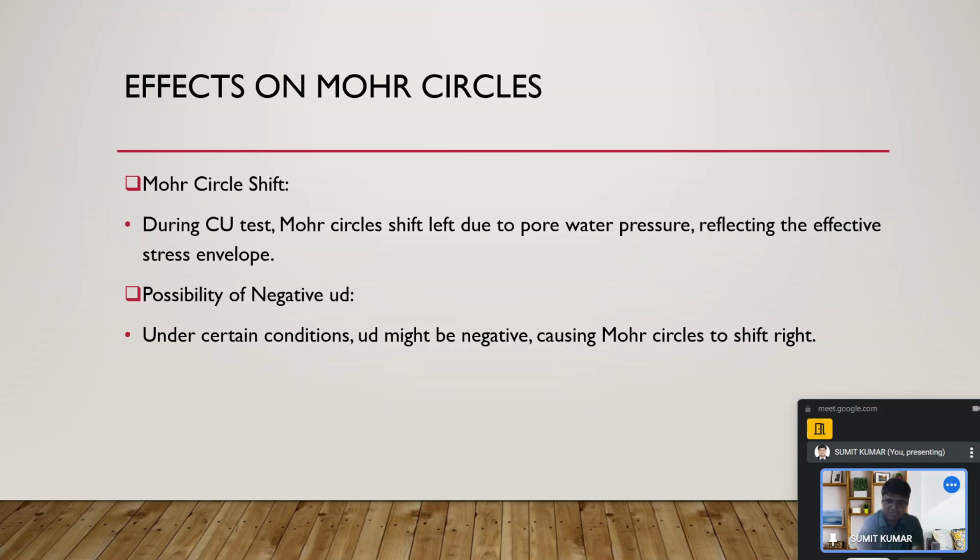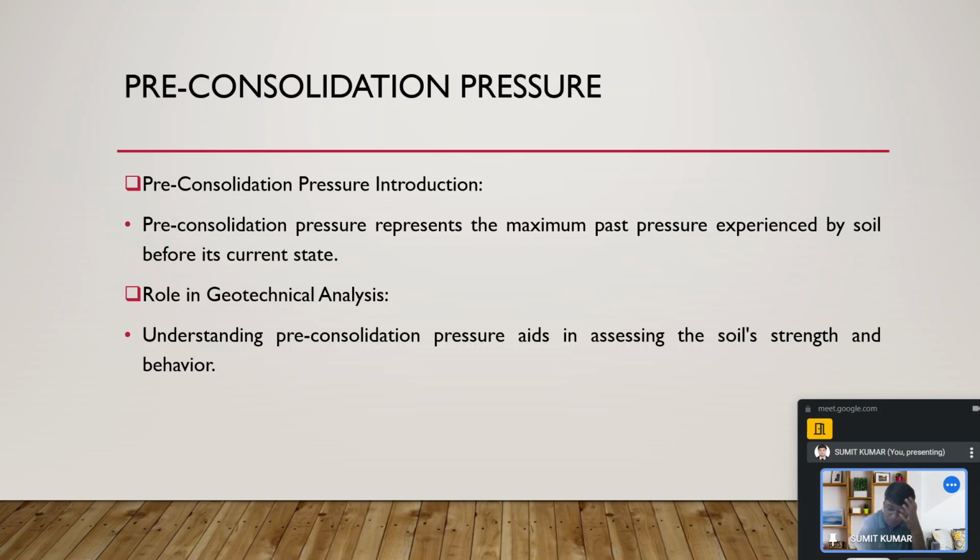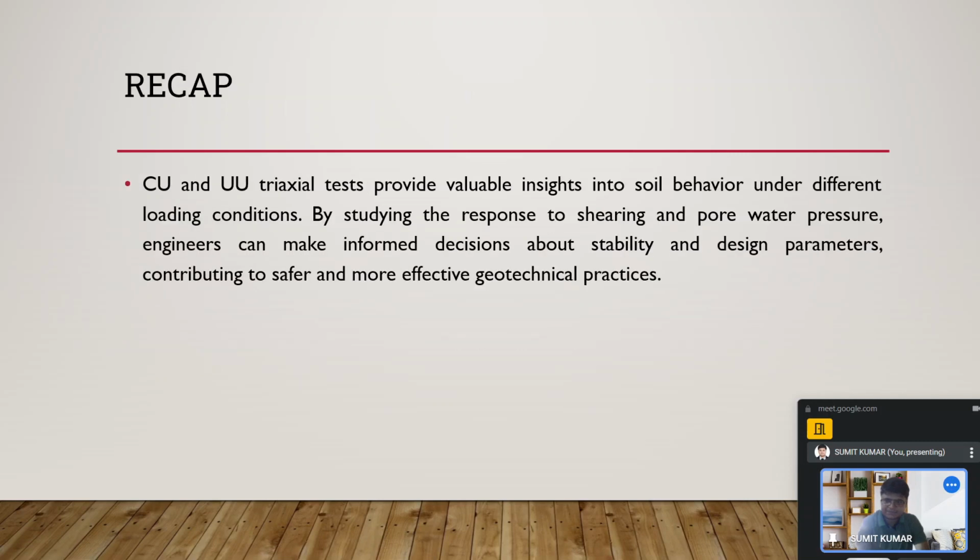u_d might be negative, causing the Mohr circle to shift right. Specifically, we know that if the pore water pressure is negative, the effective stress becomes more, and if the pore water pressure is positive, effective stress gets reduced. So the shifting of the Mohr circle takes place accordingly. When you talk about the role in geotechnical engineering, the basic role is to understand the pre-consolidation pressure, aiding in assessing the soil strength and behavior.